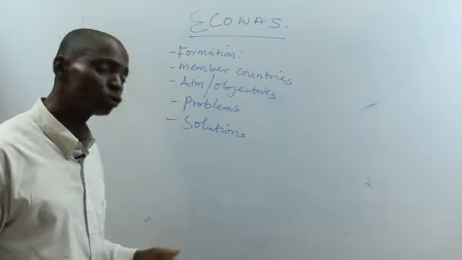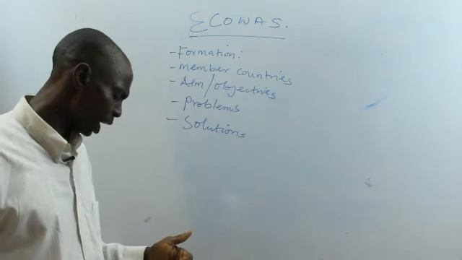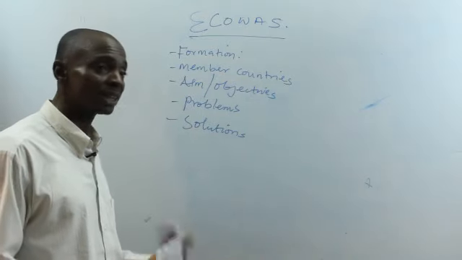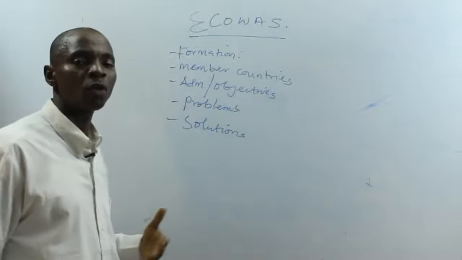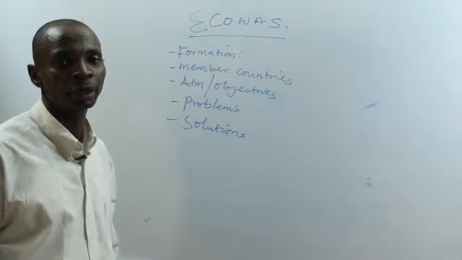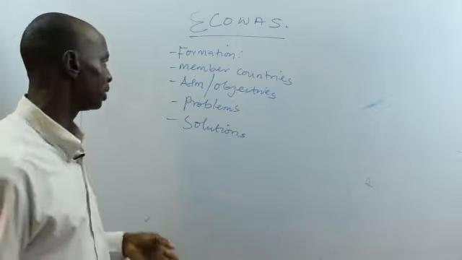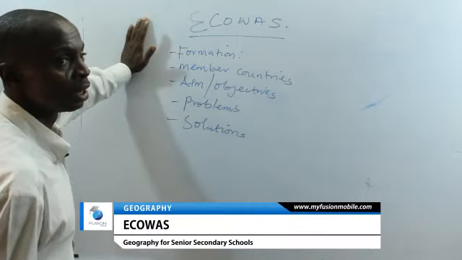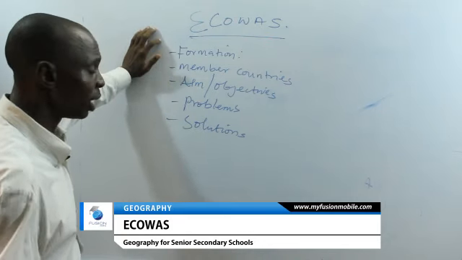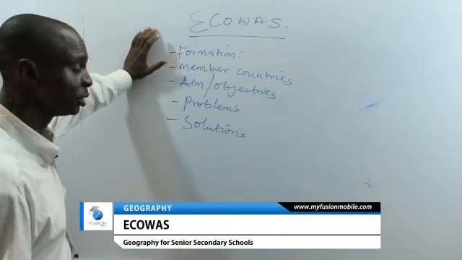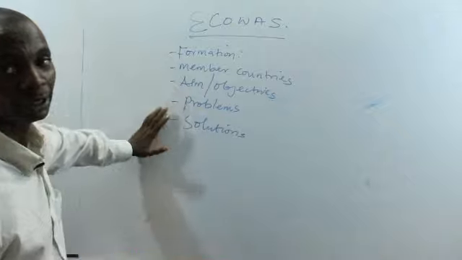Then we talk of political stability. Political stability is also another solution. Then diversification of product. Since we are almost producing the same thing, why can't we diversify our economy so that you can depend on me, I can also depend on you? So with this, we have taken this topic ECOWAS. We have looked at the formation, we have looked at the member countries, we have looked at the aim and objective, the problems and the solution.